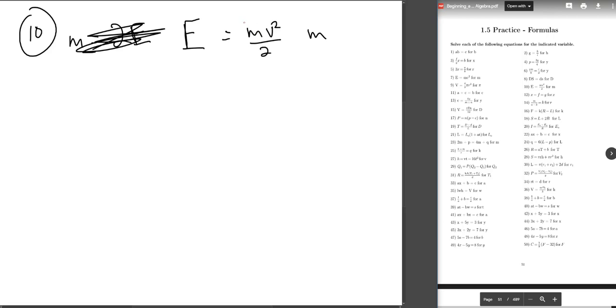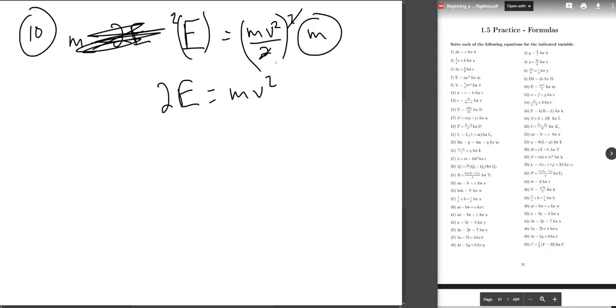So first thing we're going to do is get rid of this bloody fraction and multiply both sides by 2. So we're going to have 2 large E equals m times v squared. You see how we're crossing out this? Because we're multiplying. That's not a power. I just put it there to show you that I'm multiplying. And we're solving for m.